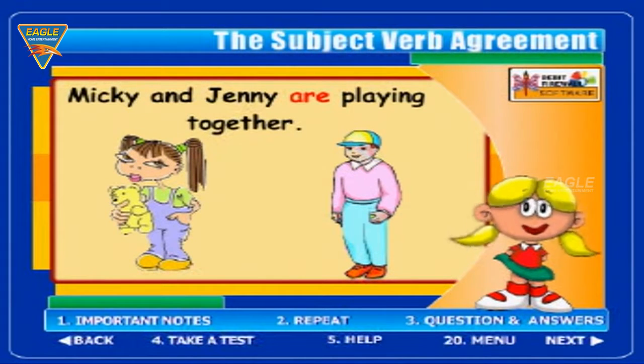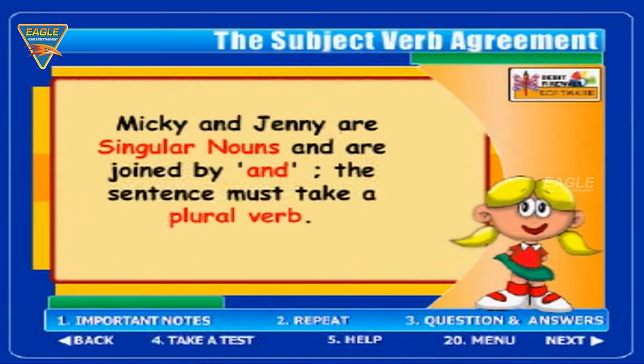Mickey and Jenny are playing together. Mickey and Jenny are singular nouns and are joined by and. The sentence must take a plural verb.